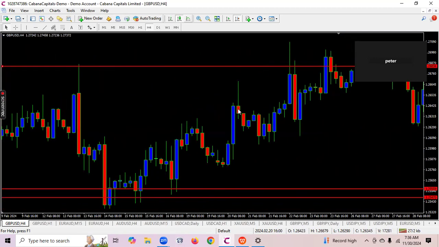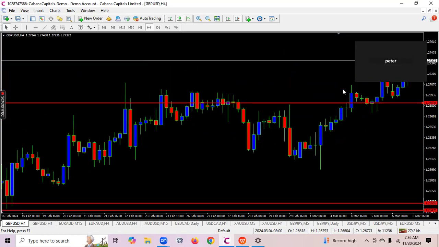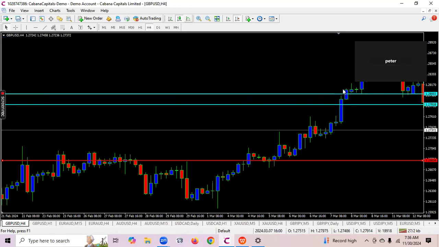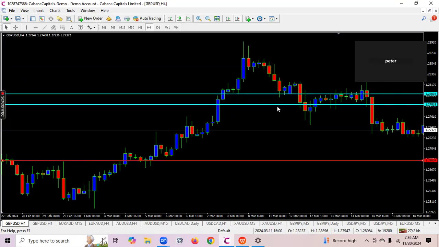This is a bearish shooting star. This is a bearish shooting star. You look for a sell after the formation of this bearish candle.